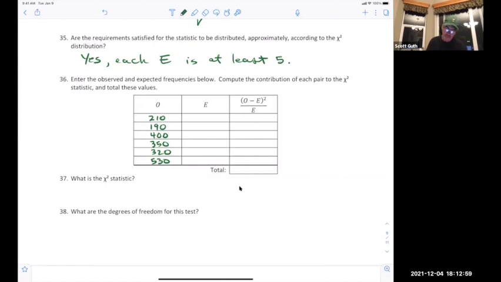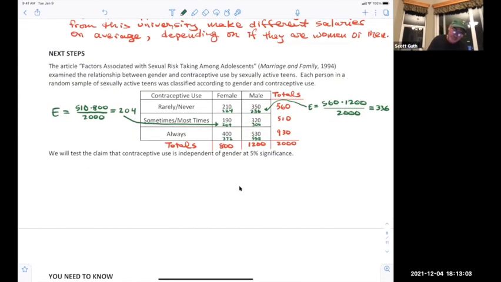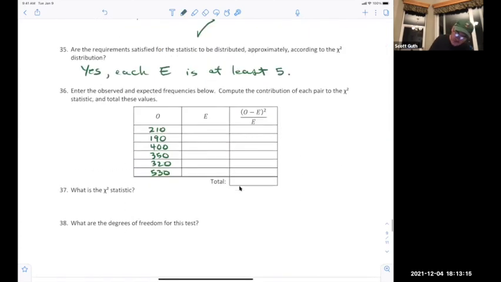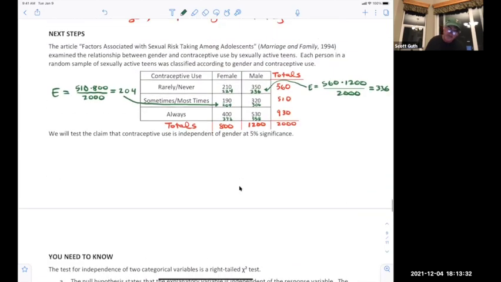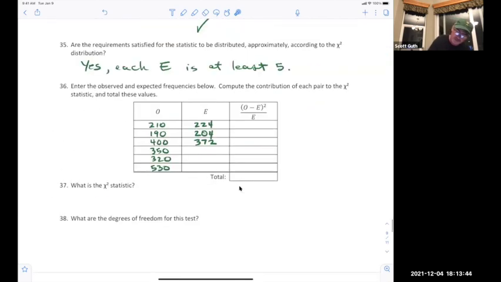Now we need all the expected frequencies corresponding to the observed frequencies. So looking at the first column here, we're looking at the 224, the 204, and the 372. So again, 224, 204, 372. Okay, and then the last three in the second column over here are 336, 306, and 558. Expected frequencies. So again, 336, 306, and 558. Okay, so that's done.